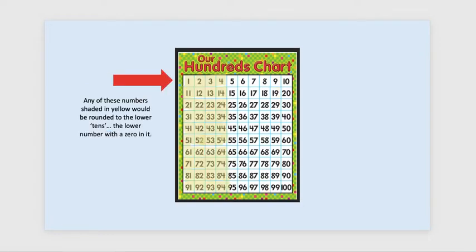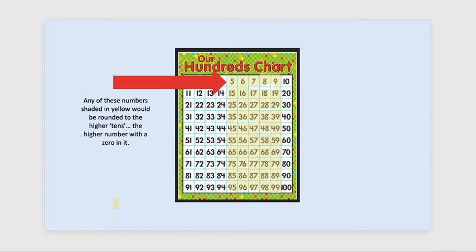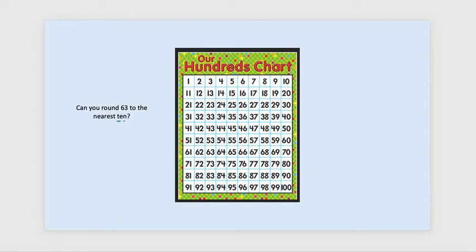All of these shaded numbers, you would go down, because if you look here, all the digits in the ones place are 1, 2, 3, or 4. So for all of these, I would go to the lower number with a 0 in it. For all of these, there's a 5, 6, 7, 8, or 9 in the ones place. For any of those, I would go up to the next 10 with a 0 in it.